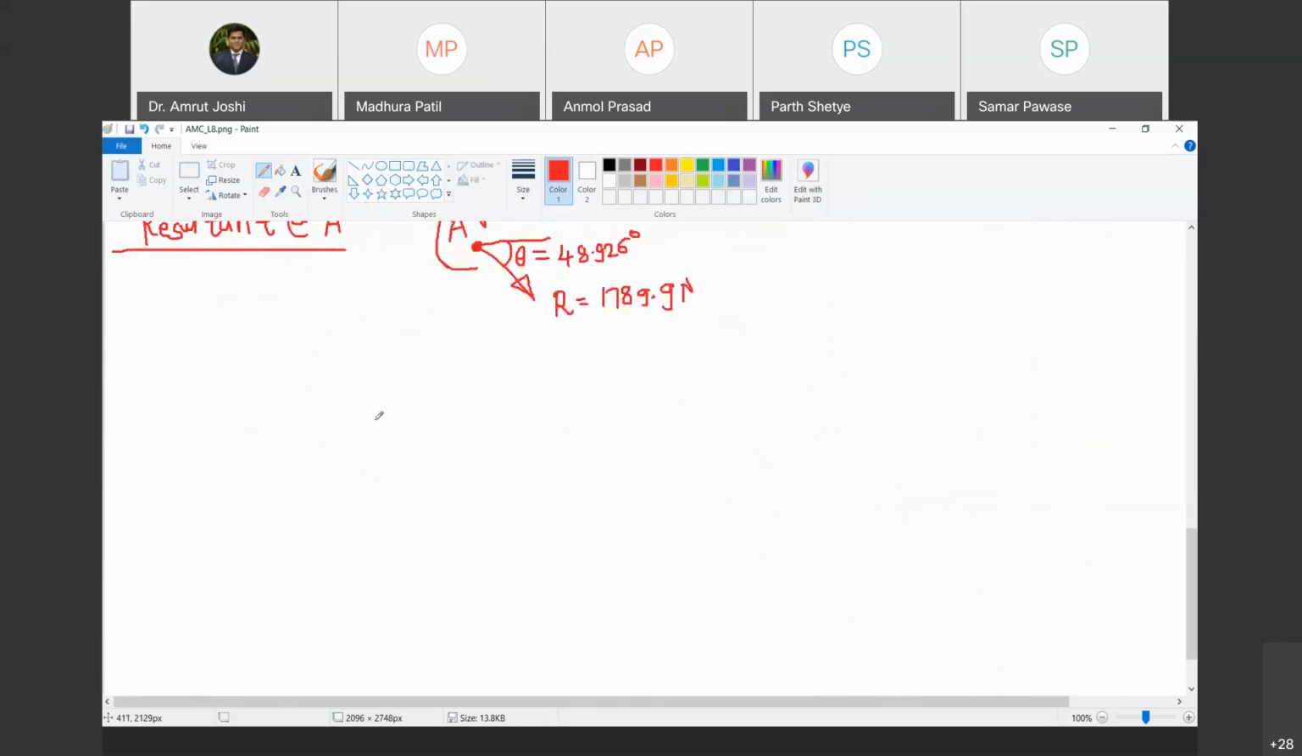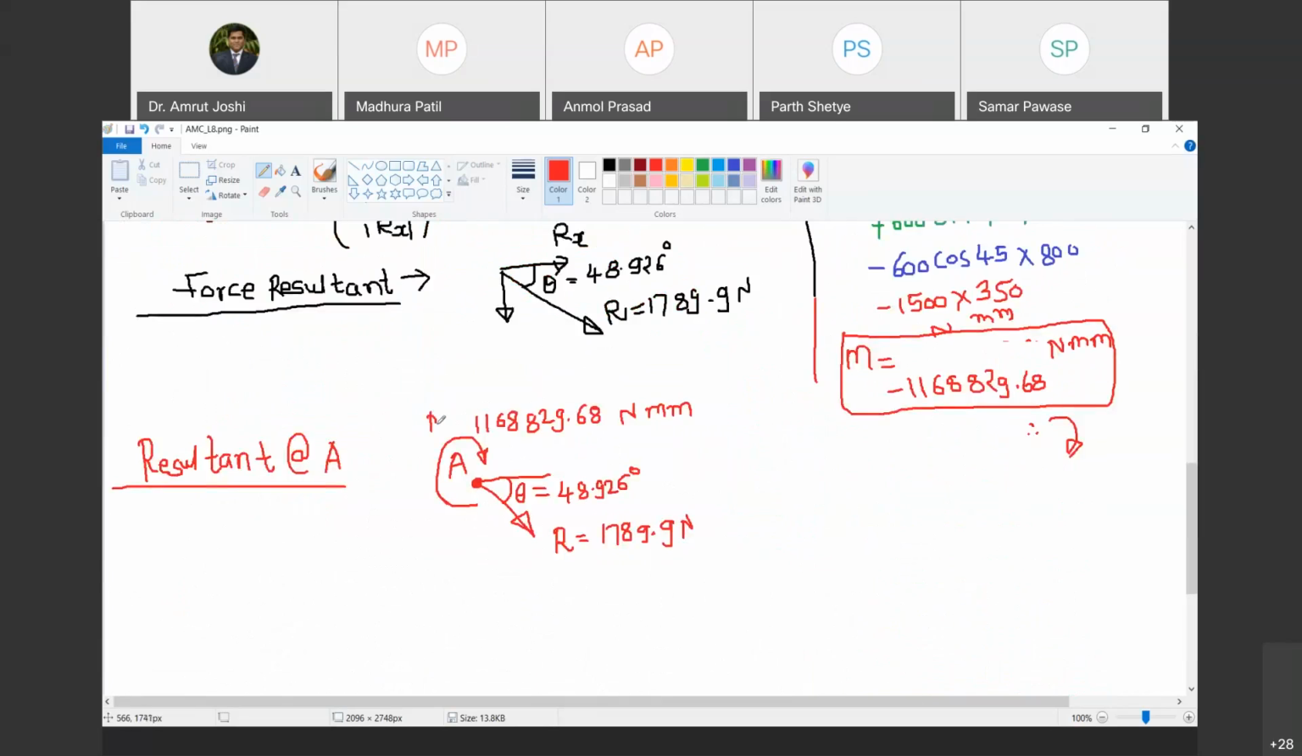So what is the take home message for a coplanar non-concurrent force system? Generally, we will have two resultants. One is called the force resultant, another one is called the moment resultant. Out of that, the moment resultant is going to vary from point to point, whereas the force resultant is going to remain the same. Do you agree with me?